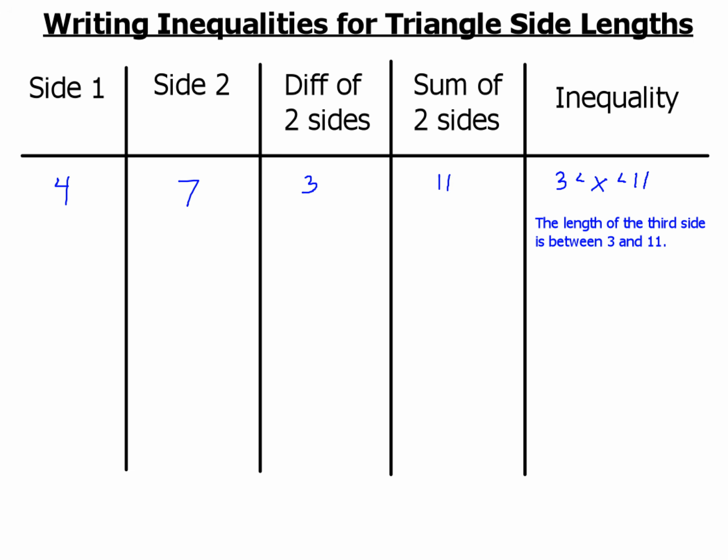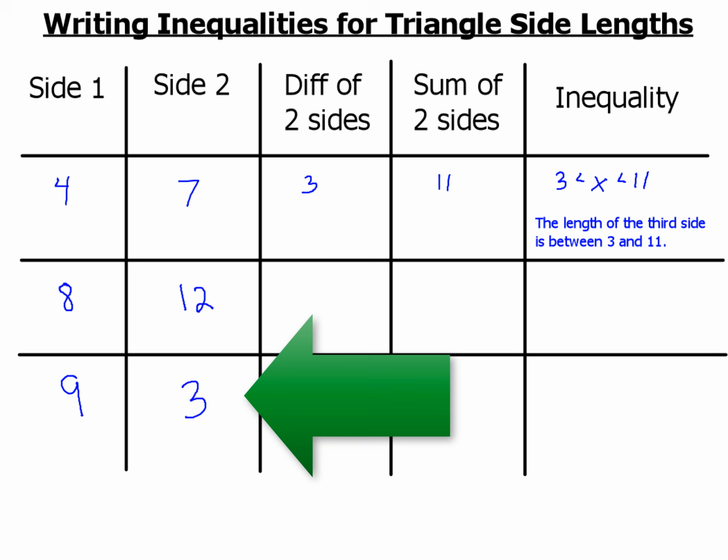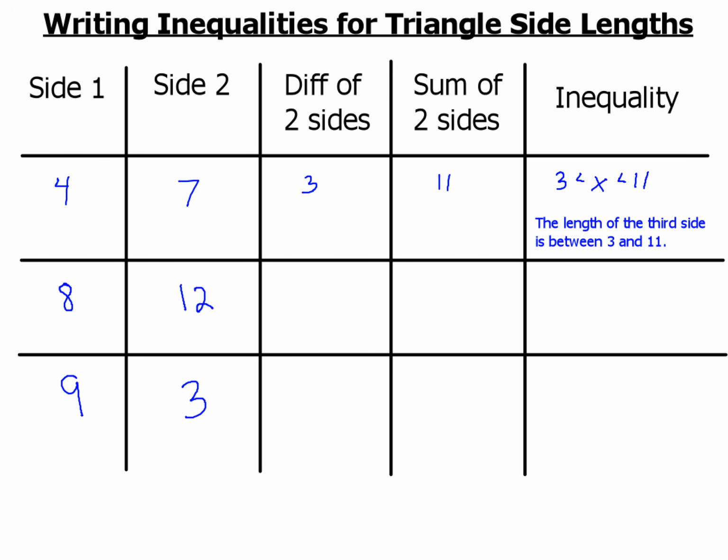Now make sure you write all that down in your notes because you're going to have to do several like this momentarily. Now let me give you a few other ones to play around with and see if you can correctly write the inequalities. Here's 2 other examples with side lengths of 8 and 12 and then 9 and 3. See if you can find the sum and the difference of those two sides and write the inequality in the ensuing sentence accordingly. Once you're done, come on back and see how you did. For now, just go ahead and hit pause.